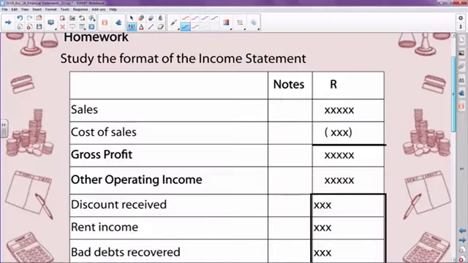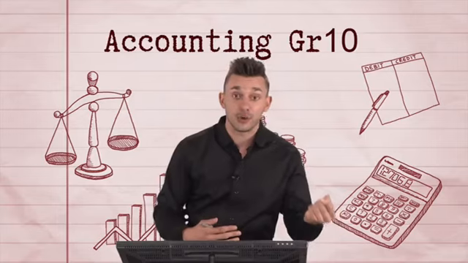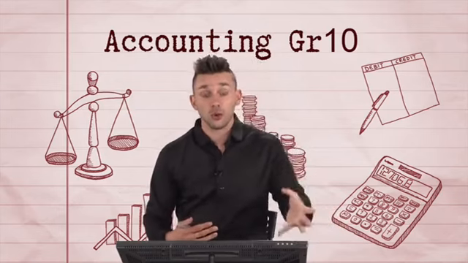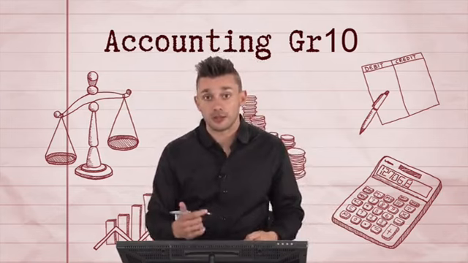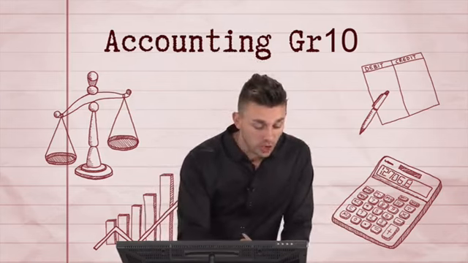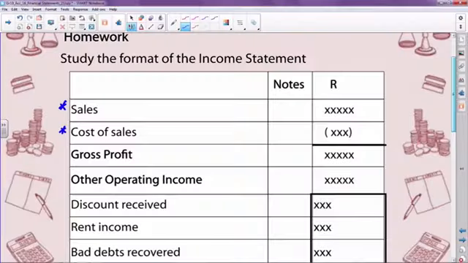So we can study this format of the income statement, and I will highlight the line entries that will stay the same. For example, sales will always be at the top. Now again, how do we get the sales? We say net sales. How do we get the net sales? I say all your sales minus your debtors allowances, and that will give you a sales amount. Now it will always be at the top, and you always need to minus your cost of sales from your sales to then get your gross profit.